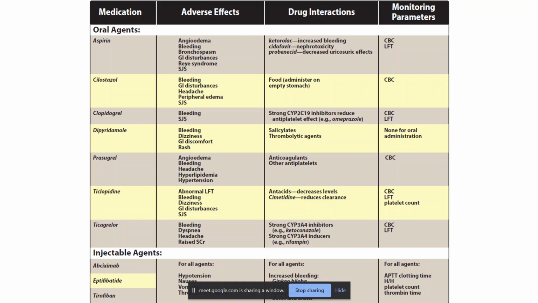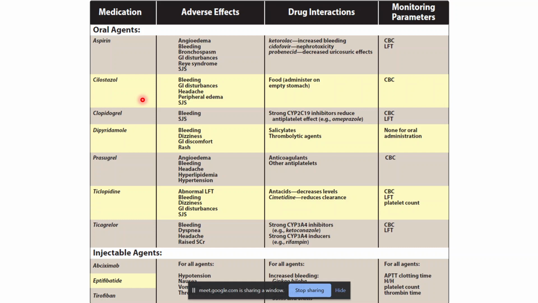The platelet inhibitors include oral agents like aspirin, and aspirin is the most commonly used antiplatelet drug at the moment. The mechanism of action of aspirin is inhibition of the cyclooxygenase, and aspirin is used in lower doses than the antipyretic and analgesic drug.